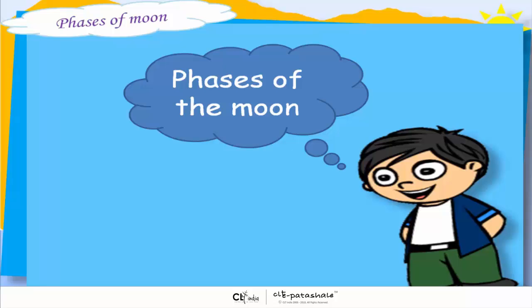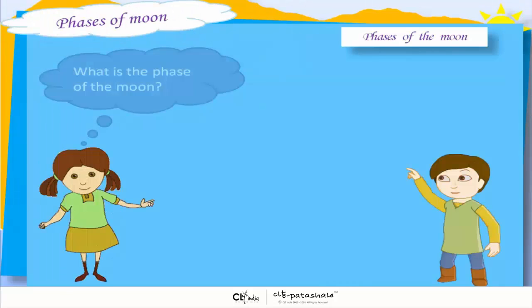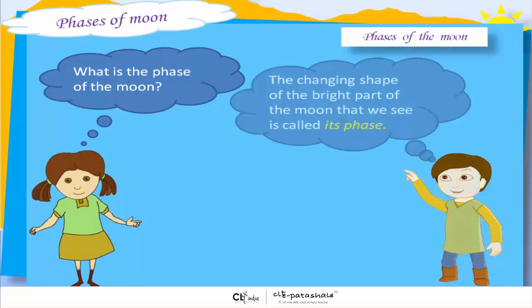Phases of the moon. What is the phase of the moon? The changing shape of the bright part of the moon that we see is called its phase.